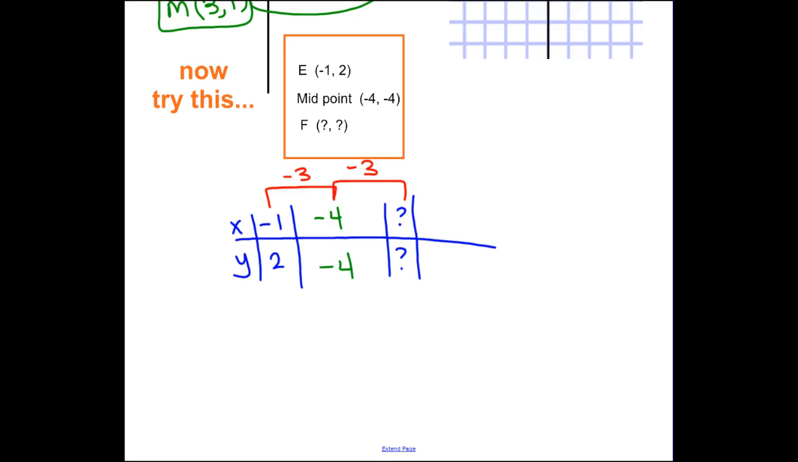I'm going to do the same thing for the y value. To get from 2 to negative 4, I have to subtract 6. So to get from there to my other point, I'm going to have to subtract 6. So negative 4 minus 3 is negative 7. Negative 4 minus 6 is negative 10. So my point F is going to be negative 7, negative 10. Now you could plug it in the formula and make it really difficult. I like to do it this way just to make life easier.